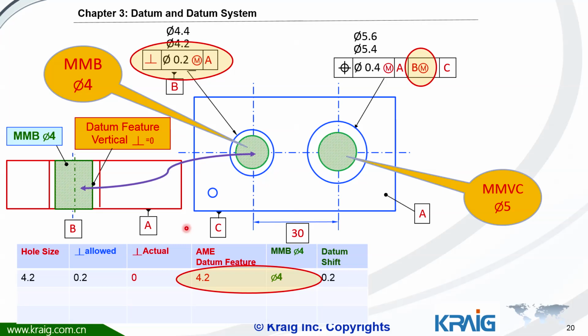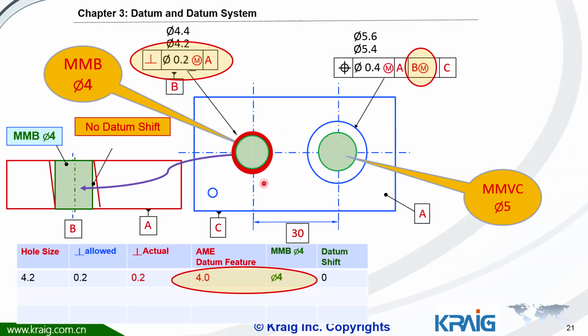So I repeat that again. If the actual perpendicularity is 0, then it's pretty good. It's still allowed to shift plus minus 0.1. What about if the actual perpendicularity is 0.2? Let's think about it. The perpendicularity is not perfect. It's 0.2. As we know, it's allowed 0.2. The actual is 0.2. Then the perpendicularity is still okay.